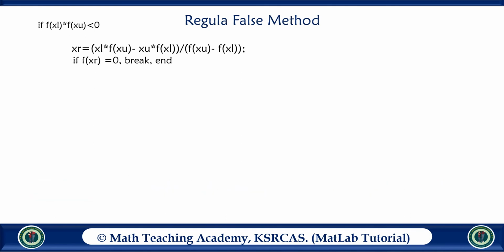And then check whether f of xr is equal to 0. If f of xr is equal to 0, then xr is the exact root, and you have to stop the process. That is why here we have entered the break statement. And then comma end. This end terminates the if command.